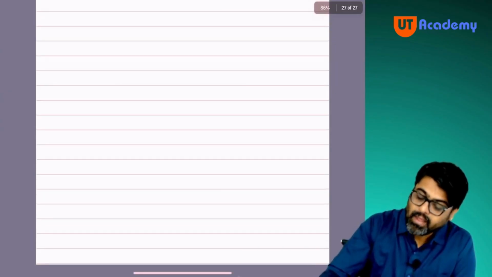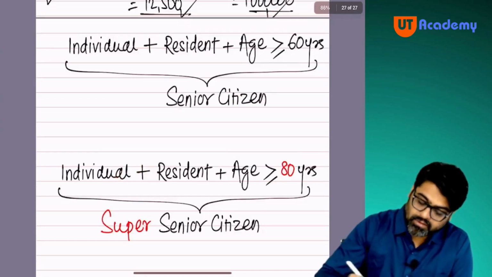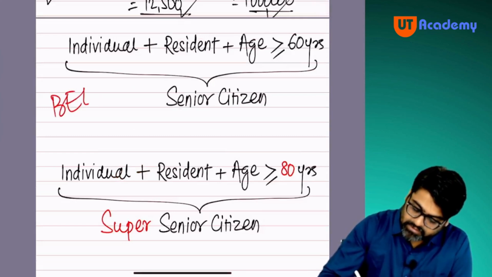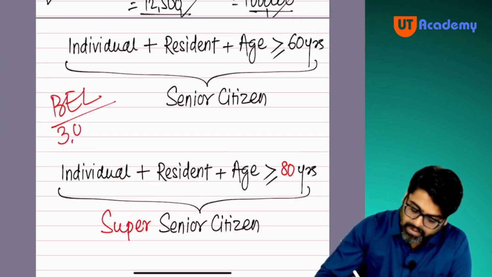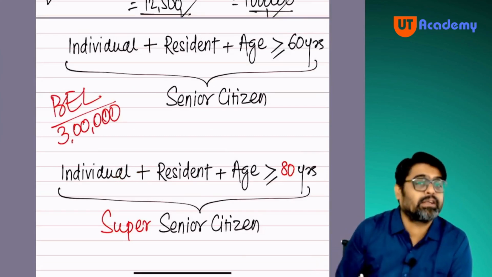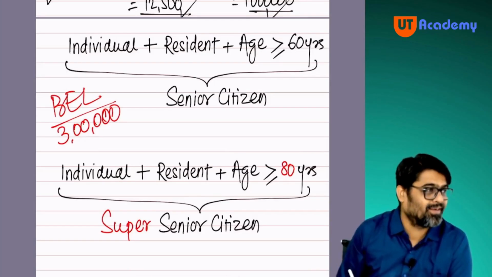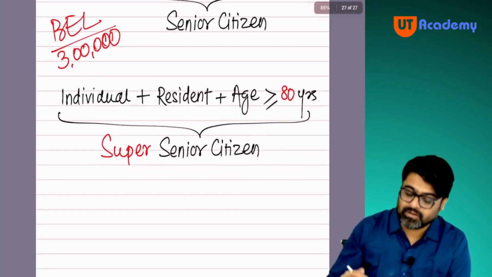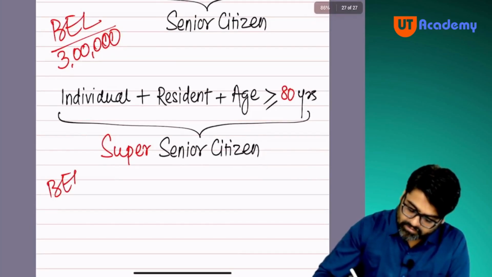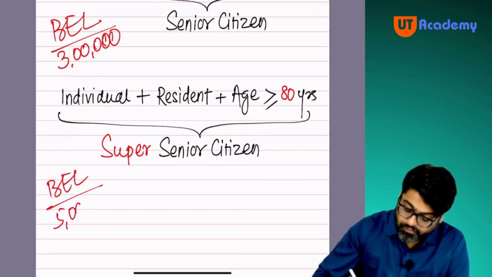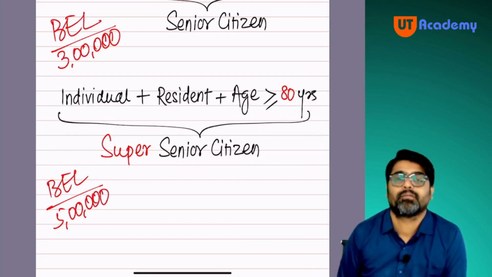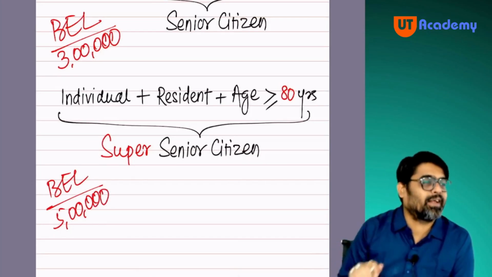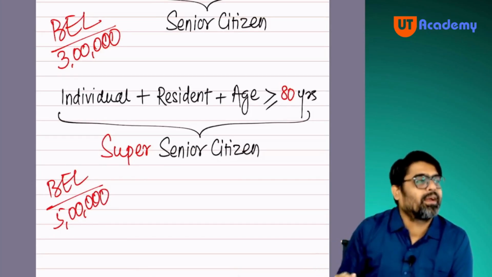See, if you are a senior citizen, then the basic exemption limit available to you will be 3 lakhs instead of 2 lakh 50 thousand. And if you are a super senior citizen, then the basic exemption limit available to you will be 5 lakhs. Up to 5 lakhs, don't pay any tax. Up to 3 lakhs, don't pay any tax.